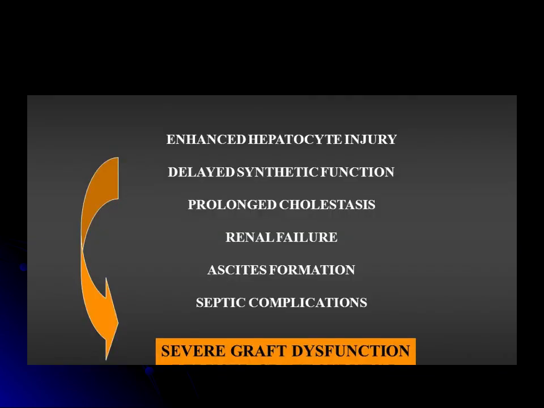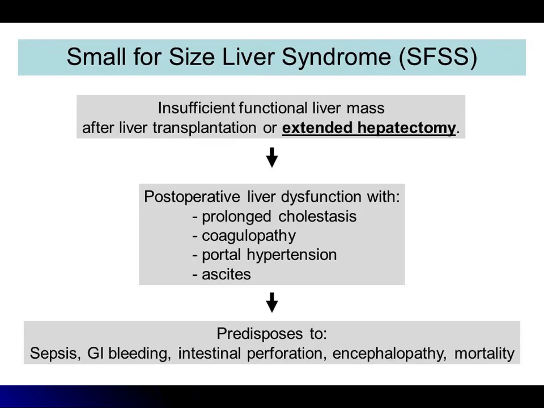If it happened that we offered a small size graft in comparison to the weight of the recipient, we call it small for size syndrome, and this sequela will lead to liver failure and graft dysfunction, and the treatment will be retransplantation.